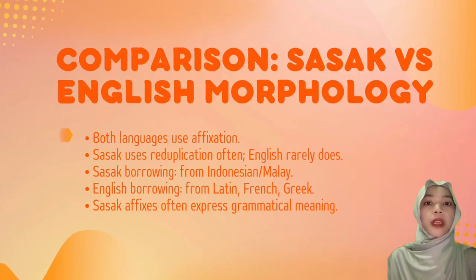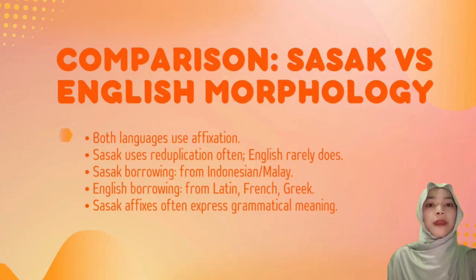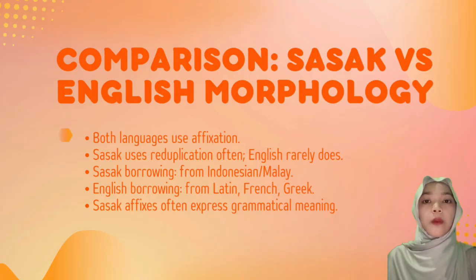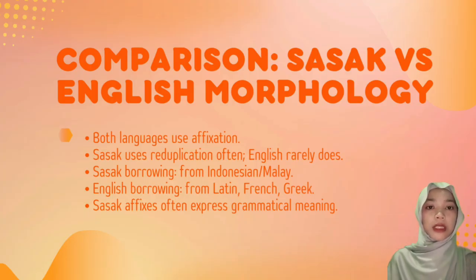And when we compare Sasak and English, both languages use affixation as a major process. However, reduplication is very common in Sasak but rare in English. Sasak affixes often express grammatical meanings such as aspect or definiteness, while English suffixes usually change the word class or lexical meaning, such as teach to teacher, or happy to unhappy. Both languages also borrow words, but from different sources.